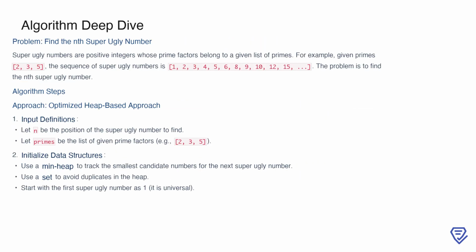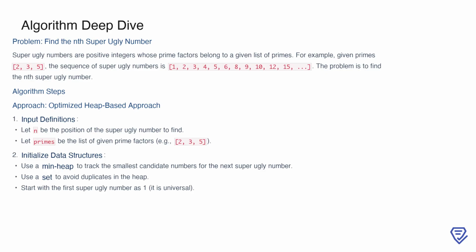To solve the problem of finding the nth super ugly number, we focus on numbers whose prime factors come exclusively from a given list of primes. For instance, with the primes 2, 3, 5, the sequence of super ugly numbers starts with 1, followed by numbers like 2, 3, 4, 5, 6, and so on, all derived by multiplying the primes together in different combinations. The goal is to locate the nth number in this sequence efficiently.